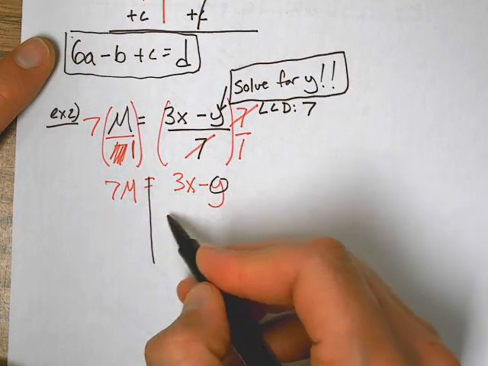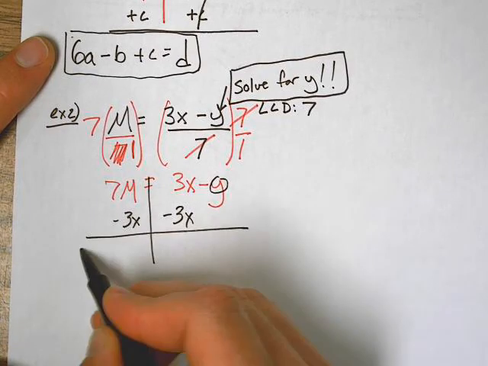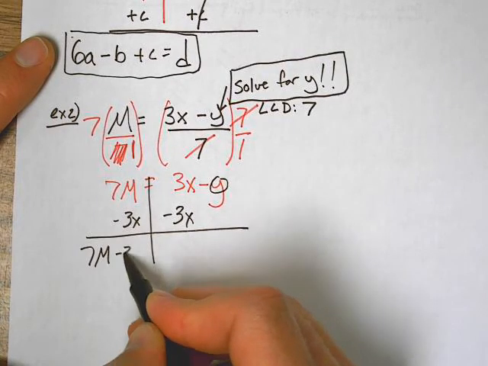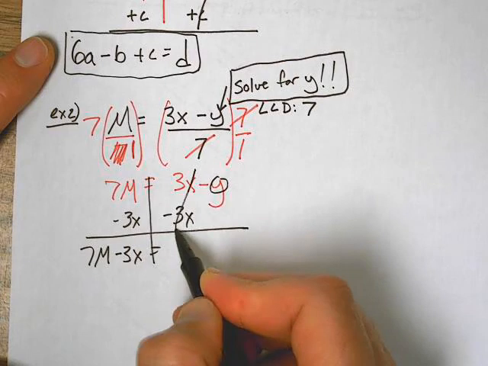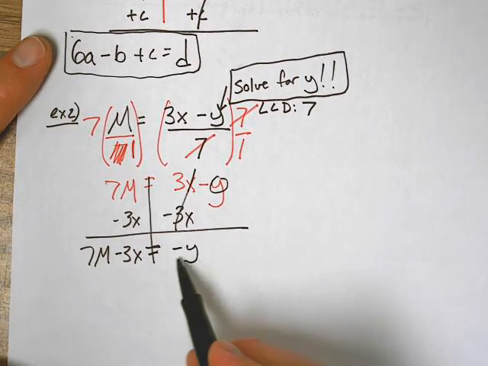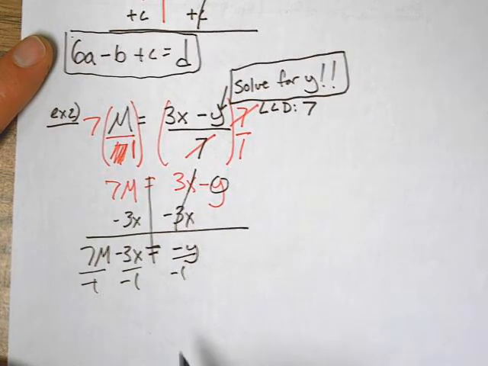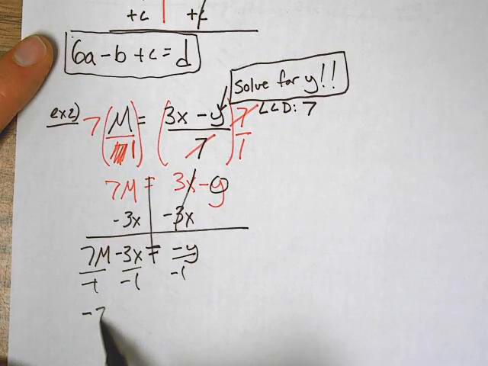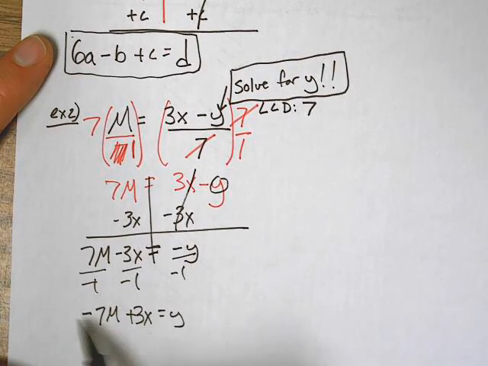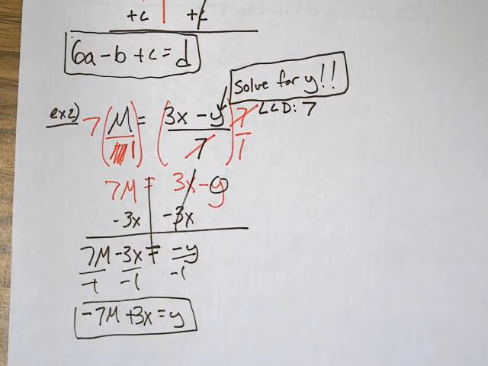I'm going to subtract the 3x over. So now I have 7M minus 3x equals negative y. Now to get rid of the negative, I'm just going to divide everything by negative 1, which in effect switches the sign. So it's going to be negative 7M plus 3x equals y. And that will be my final answer solved for y. Hopefully this helps you. Good luck.